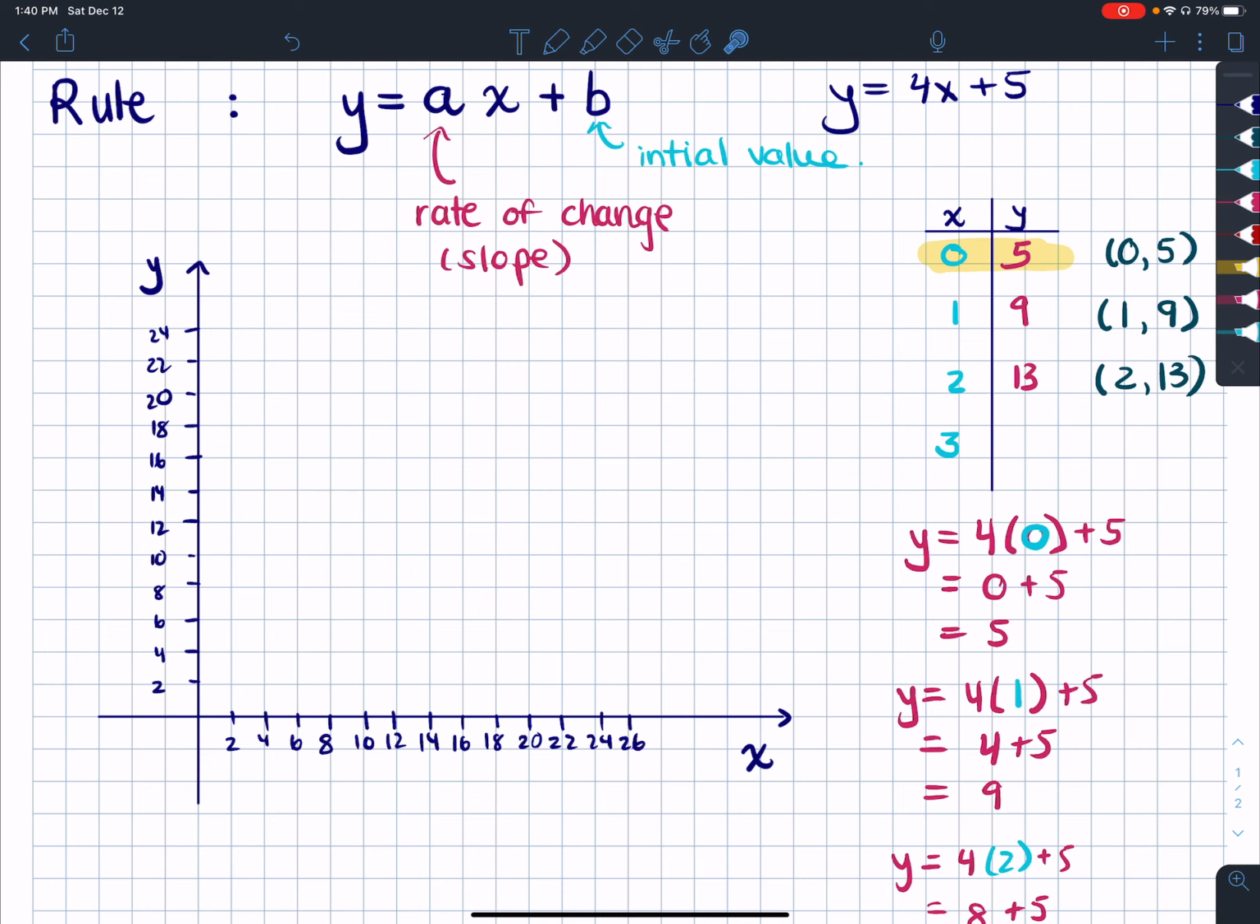So 0 on x, that's over here. This is where x is 0. And then you go up to find y is 5. So that's going to be right over here. I'm going to put a point right here.